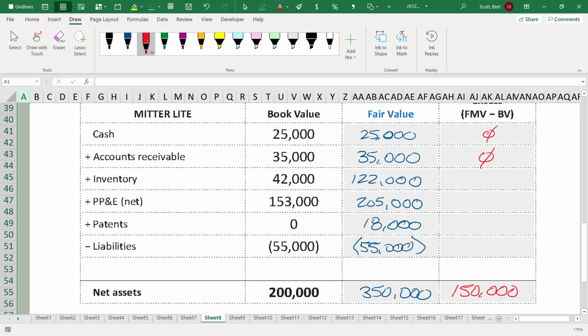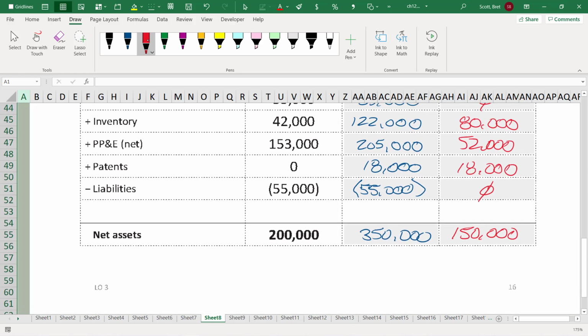Nothing on cash and receivables. An extra $80,000 fair market value over the inventory, an extra $52,000 over and above the book value of the equipment, an extra $18,000 for patents. That's where that's coming from in this case. So part of the analysis during negotiation time: hey, 350 is a fair value. Here's where the extra value is coming from, these particular assets. And there can be some argument back and forth as to whether or not these figures are reasonable.